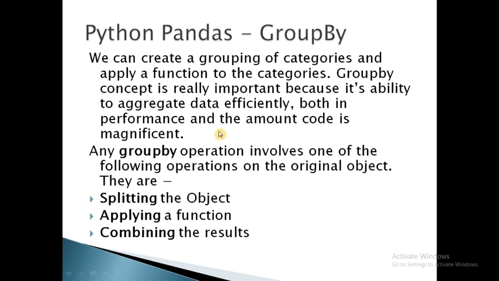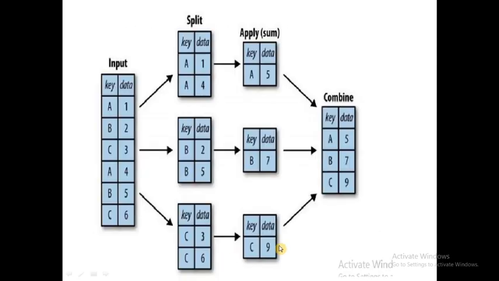Any GROUPBY operation involves one of the following operations. GROUPBY operation, what does it do? It simply splits the object. Object can be any data frame. It will split the object, then apply a function on that, and then combine the result. Let us take an example.